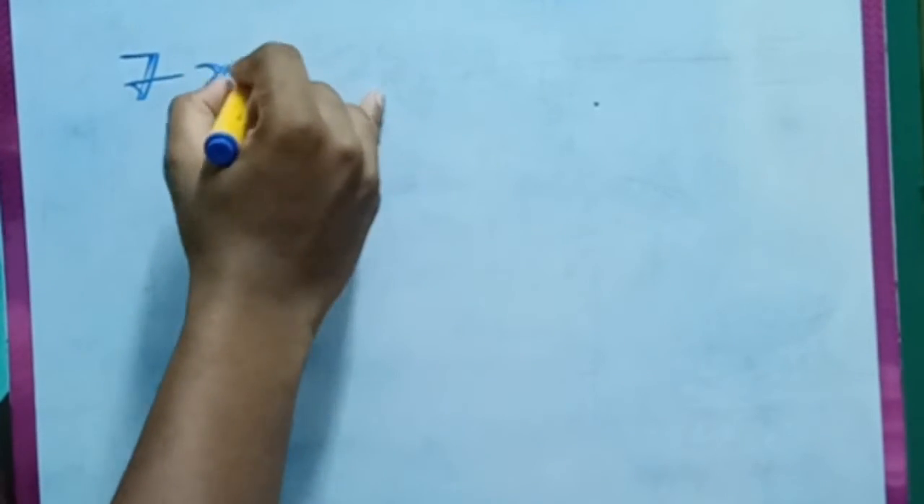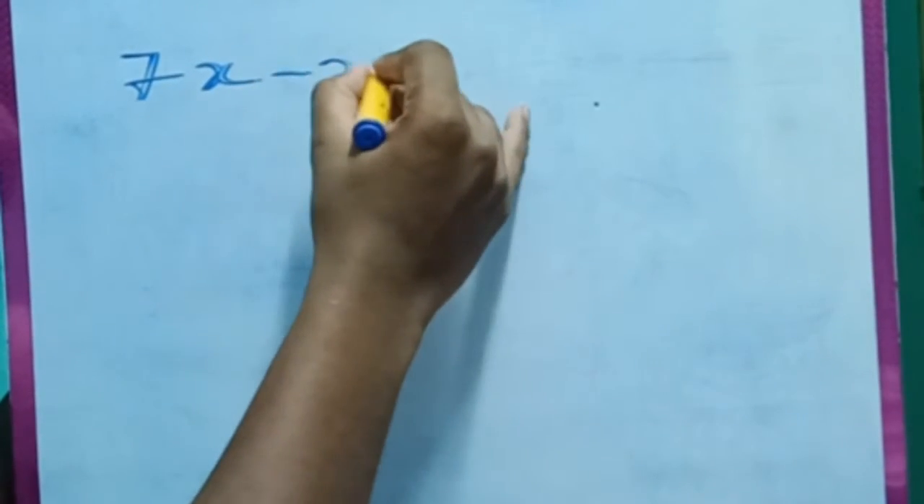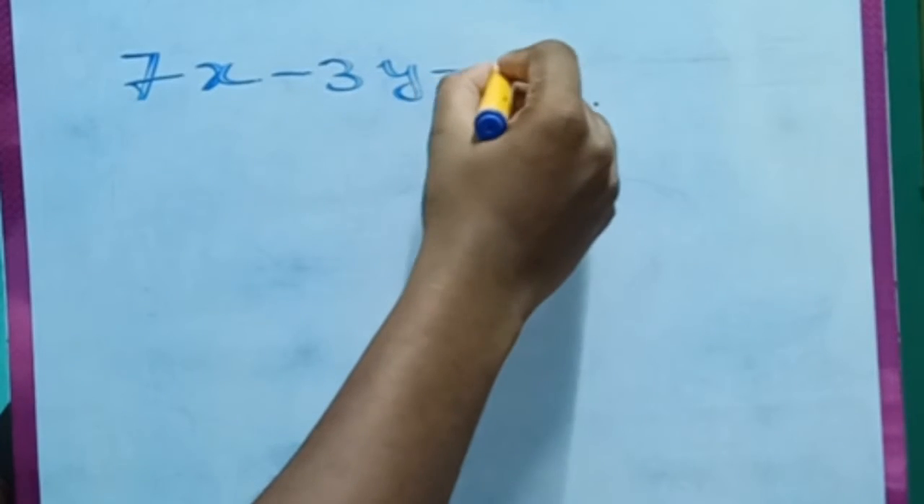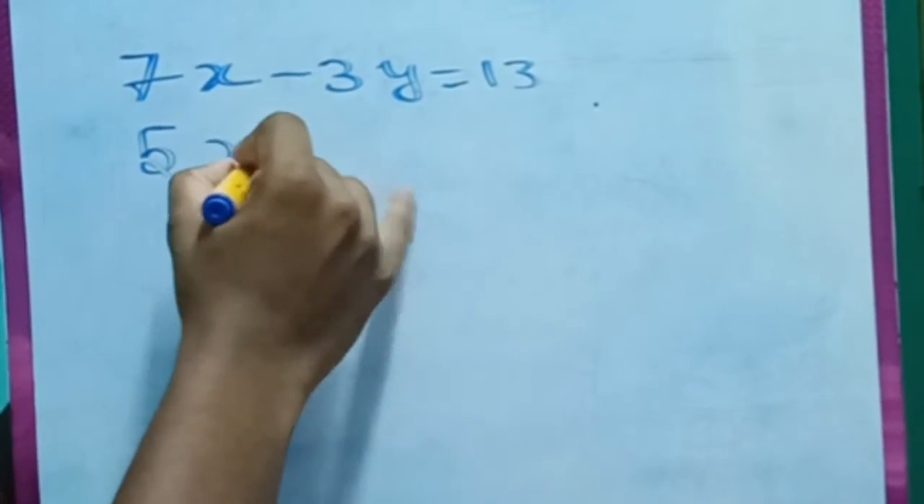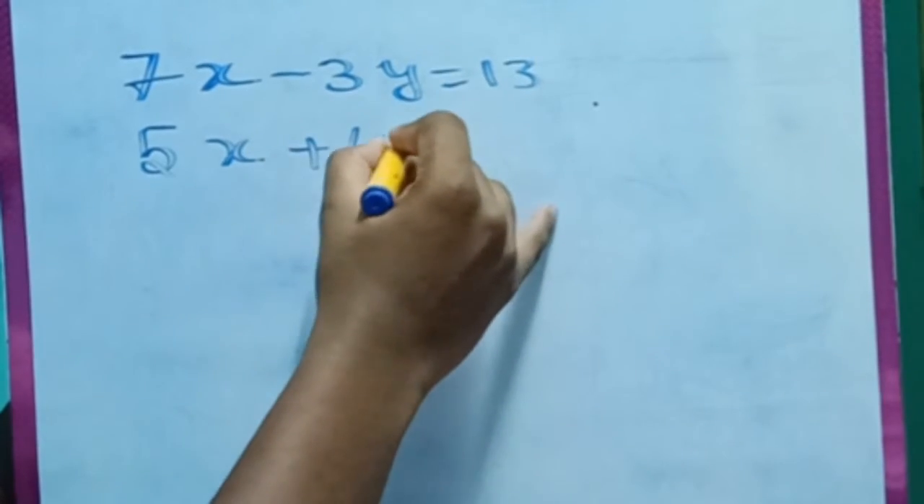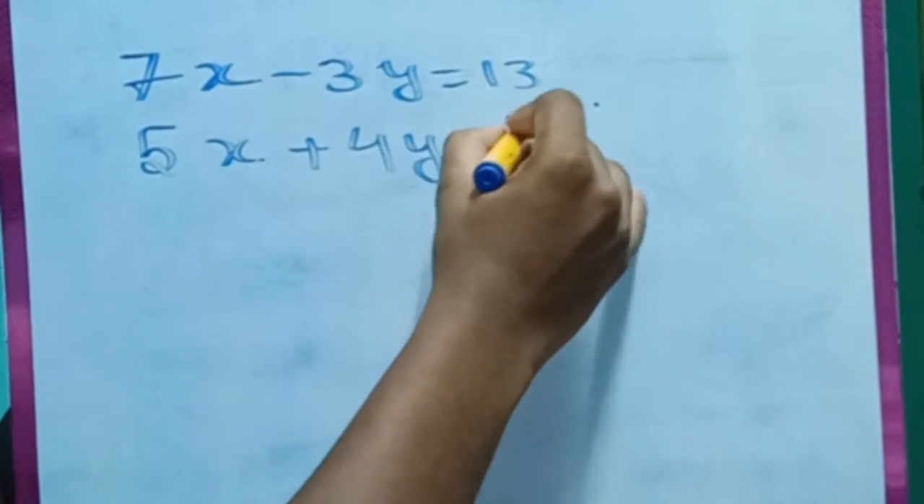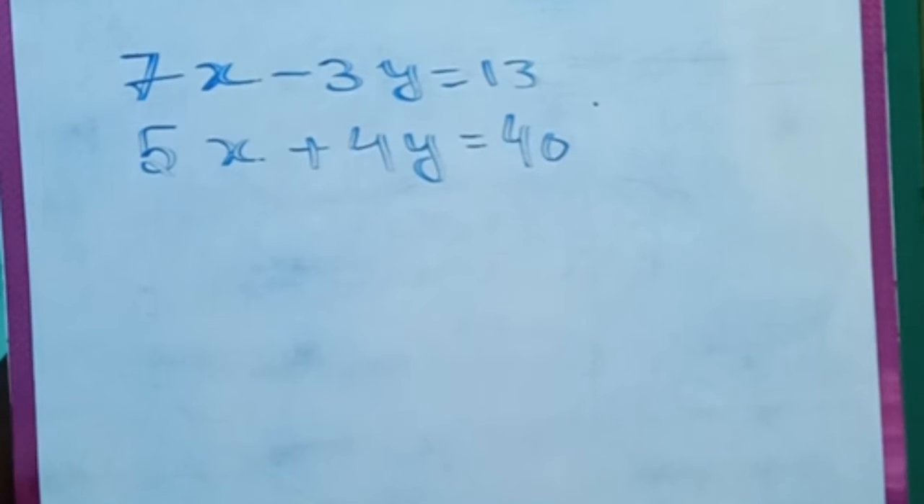So friends, let's take one example. So here I will go with one example like 7x minus 3y equals 13, right? And 5x plus 4y equals 40, right? So we have equations like this. Now if I ask you to solve these two equations, what will you do?